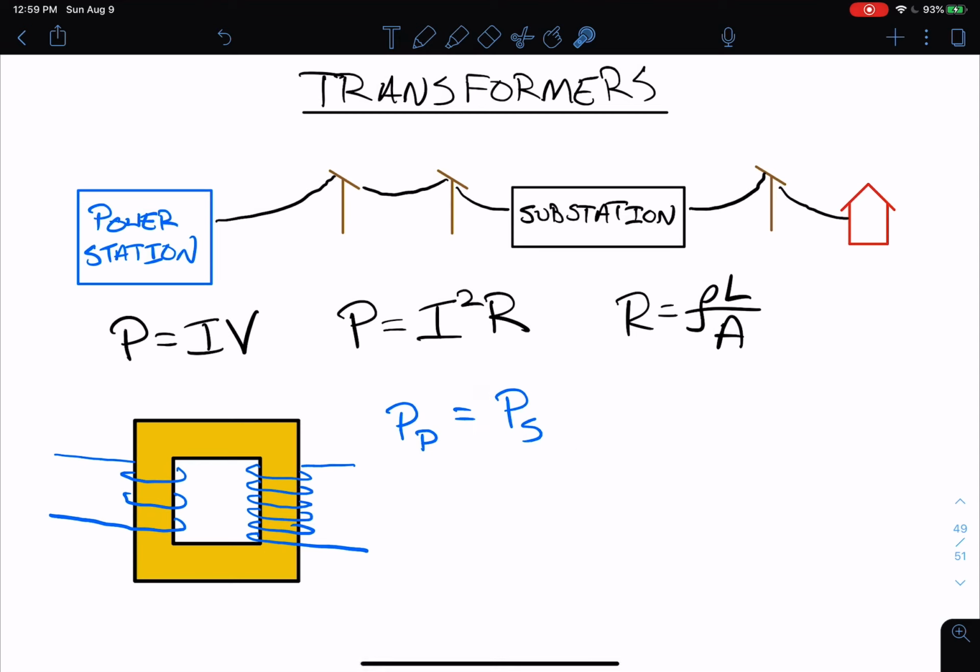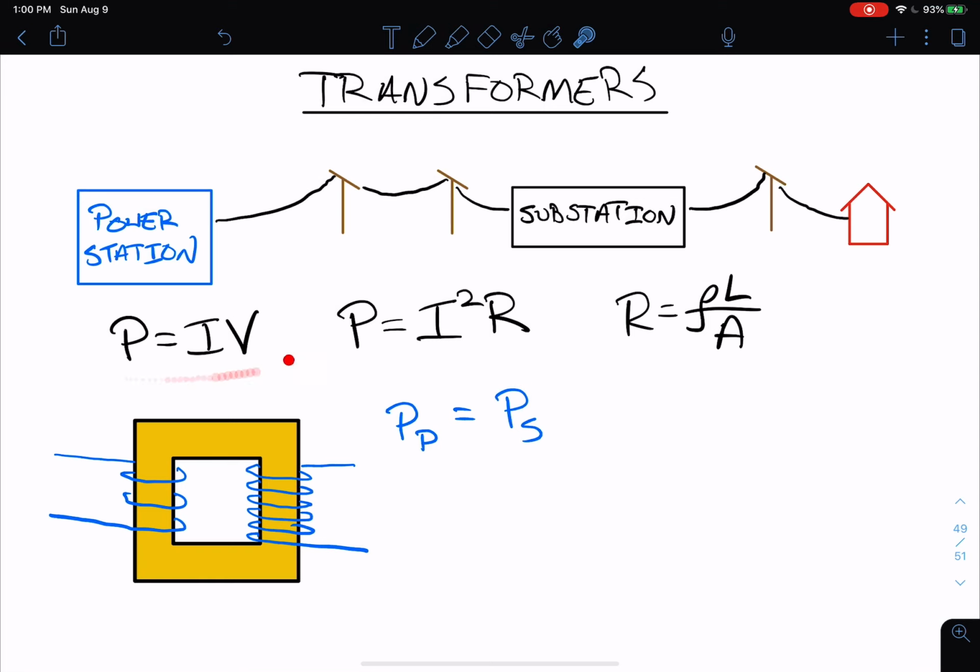So energy comes in via the primary, and it all leaves via the secondary. This isn't what actually happens. There are some thermal losses in the transformers themselves, which can sometimes lead to a breakdown of the transformer itself. But we're going to look at the ideal case. We're not going to worry about any thermal losses. So ideally, all the power that the primary brings in, the secondary takes out.